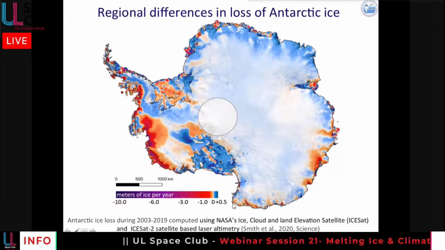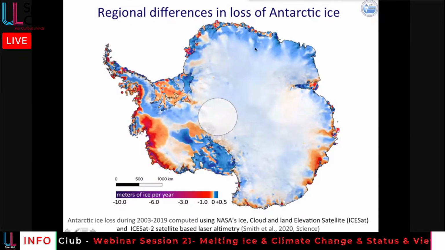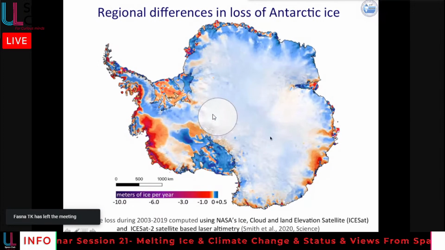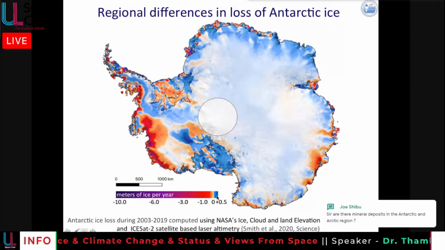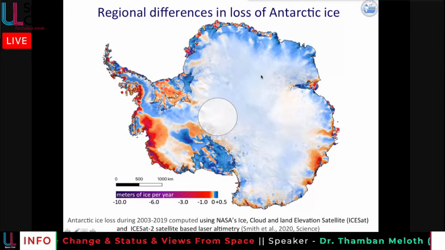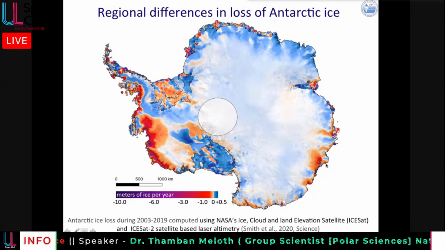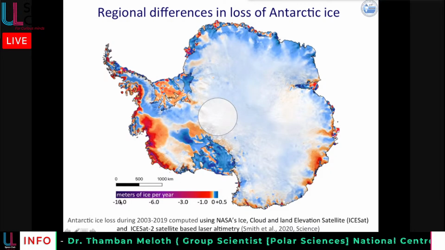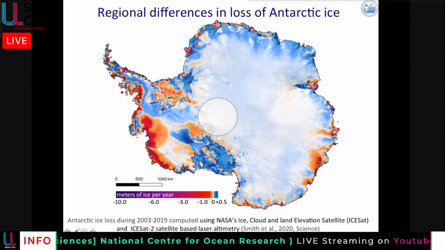Therefore, a latest publication clearly shows that there is a large regional difference of ice loss in Antarctica. The large part of Antarctica, which is in blue color, either has increasing ice or no change. Whereas a significant part of West Antarctica, as well as the coastal parts of Antarctica, are losing ice as much as about 10 meters per year in many of these areas. This was again possible because of the satellite data.